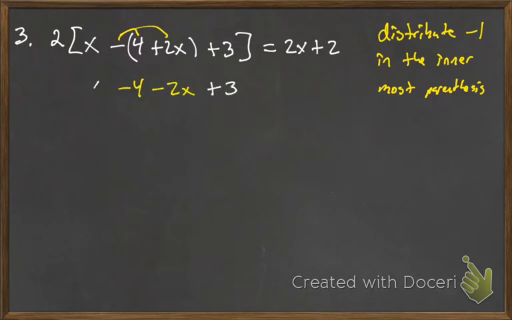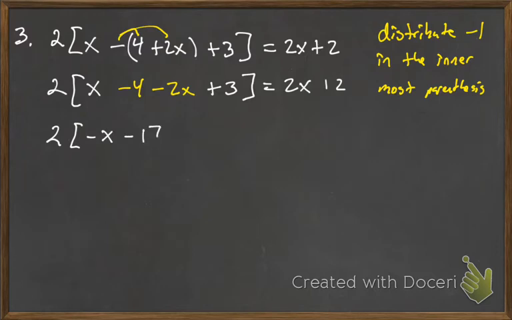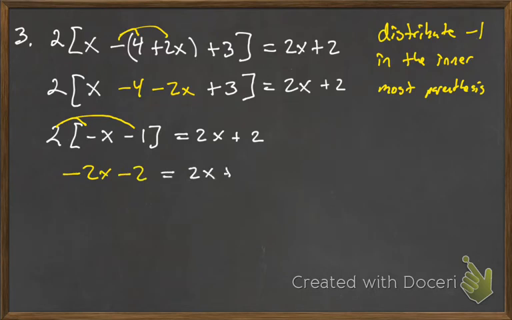And then we'll just write down everything else in the problem there. So we just did the innermost parentheses. Now we'll combine like terms in the brackets. Get minus x and a minus 1 equals 2x plus, I think it was a plus 2, yeah. And then we'll go ahead and do the distributive properties. We got minus 2x minus 2 equals 2x plus 2.